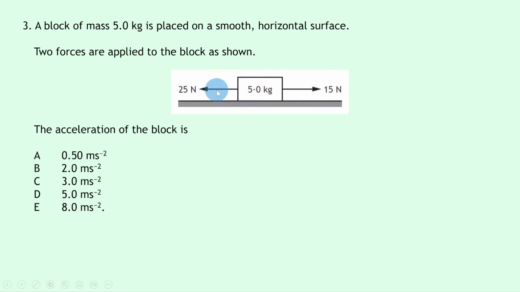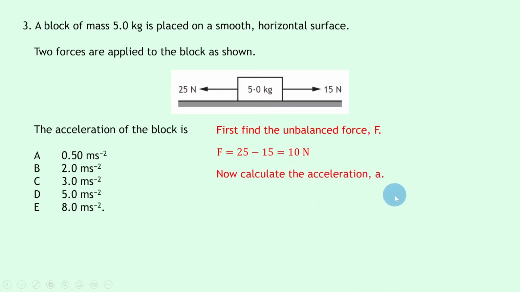Well, because we've got two different forces acting on the block, first of all, we want to find the unbalanced force F acting on the block. So to do that, we can take the smaller force away from the bigger force and we get 25 minus 15, which gives us 10 newtons. And now because we know the mass and the unbalanced force, we can use Newton's second law F equals ma to find the acceleration. So we can now calculate the acceleration A.